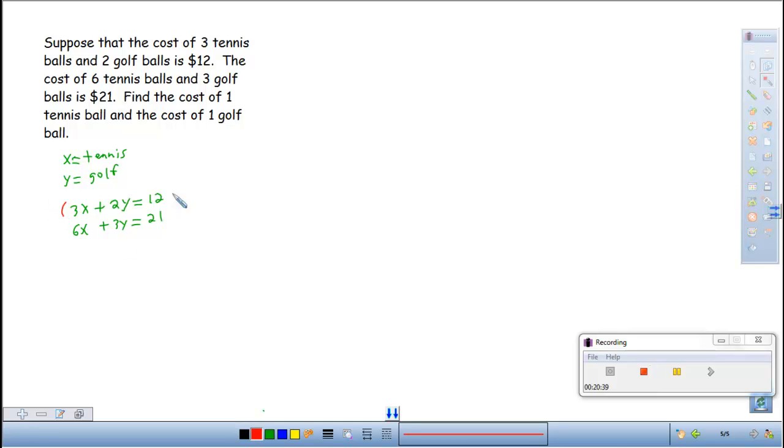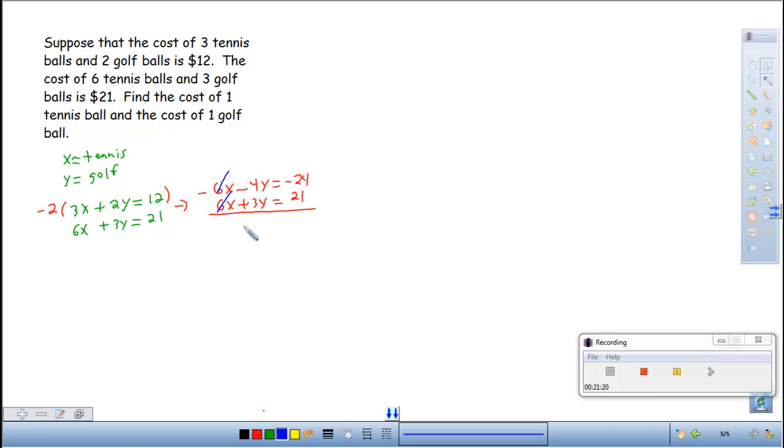So that's what we're going to do. We're going to take this first equation and multiply everything in there by negative 2. That's going to give me negative 6x minus 4y equals negative 24. And then we're going to leave the second equation like it is. And then we're going to use elimination. So we're going to add our 2 equations together. The negative 6x and the positive 6x will simply cancel each other out. That's what we want them to do, eliminate each other.